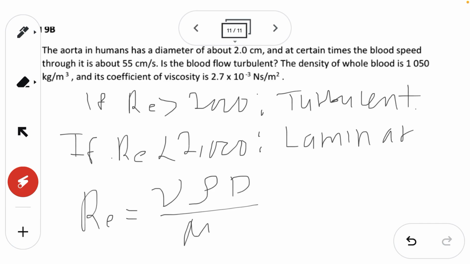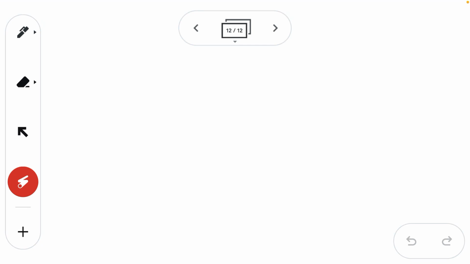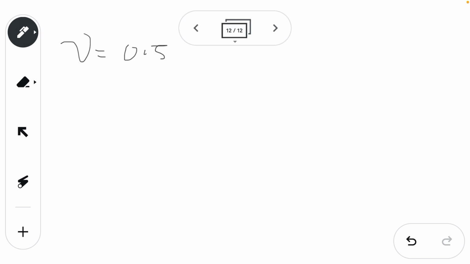So what we're going to do here is first convert the speed, which is given in centimeters per second, to meters per second. Also, the diameter is given in centimeters, so we can take that to meters. Let's go ahead and do that. We can write our data there. We have the speed, being equal to 0.55 meters per second.